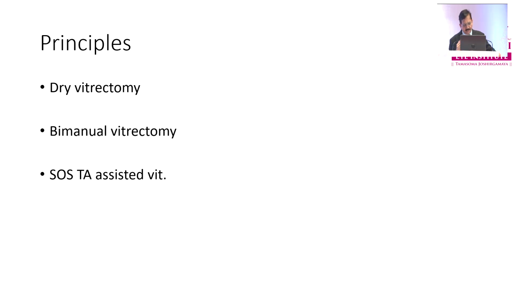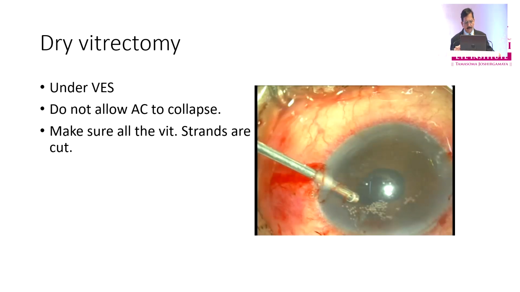The vitrectomy has to be done, these are the principles: one is dry vitrectomy followed by bimanual vitrectomy. Dry vitrectomy is one which is done under viscoelastic substance.